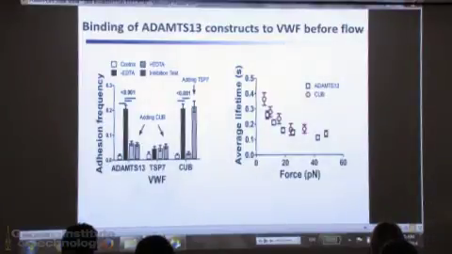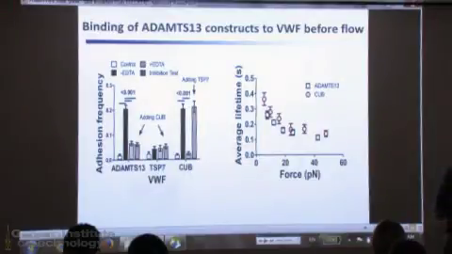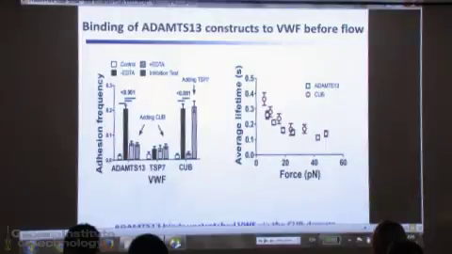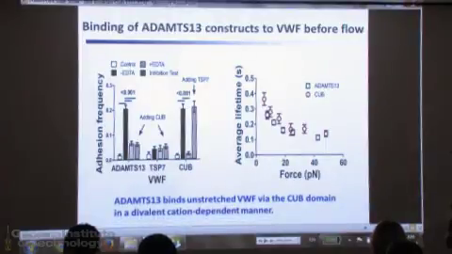If you measure the bound lifetime as a function of force, the ADAMTS13 full-length molecule and the CUB domain give you the same kind of dissociation characteristics. Again, this says that ADAMTS13 binds to VWF, the globular one, before you apply any forces, with the CUB domain. Okay? That's what it does here, in a divalent cation dependent fashion.